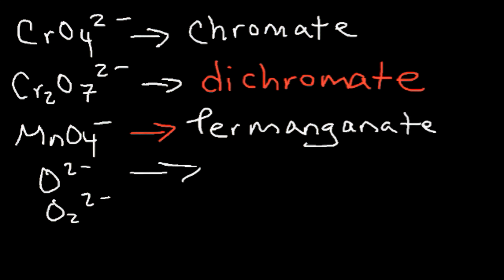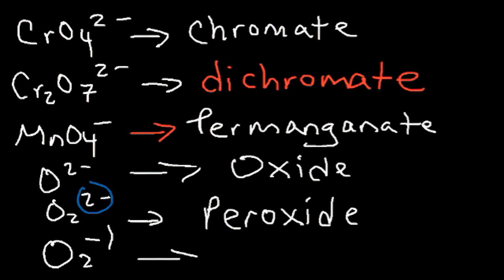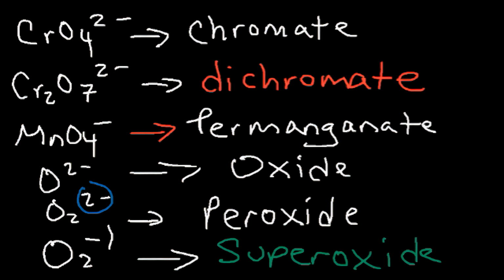If you see O2 minus, where the individual oxygen has a charge of -2, this is called oxide. But if you see O2 2 minus, where each oxygen atom has a charge of -1, so two of them has an overall charge of -2, this is known as peroxide. And if you see O2 with a -1 charge, meaning each individual oxygen atom has an oxidation state of -1/2, if you divide -1 by 2, this is known as superoxide. So these are the different forms of oxide, but the most common is just oxide. Peroxide, you may see that occasionally. Superoxide is rare.